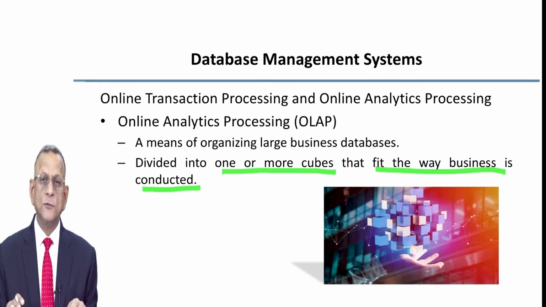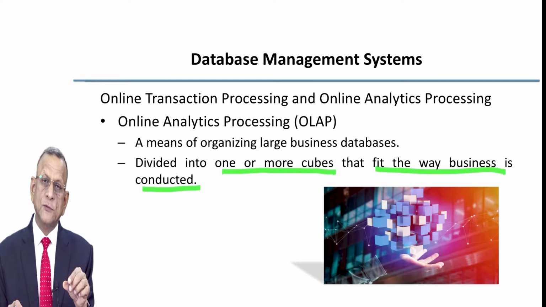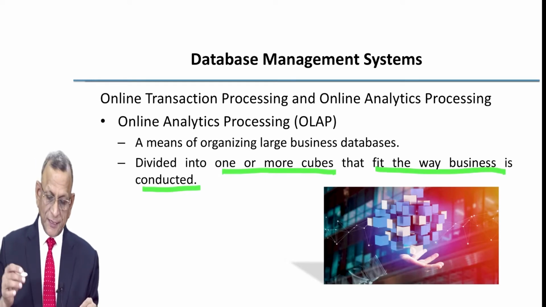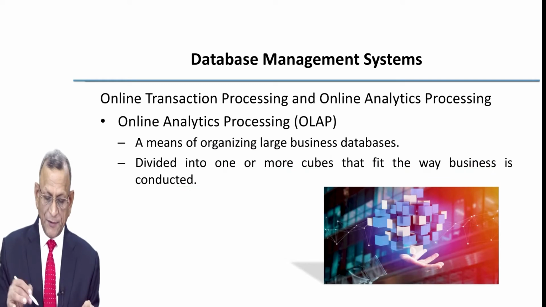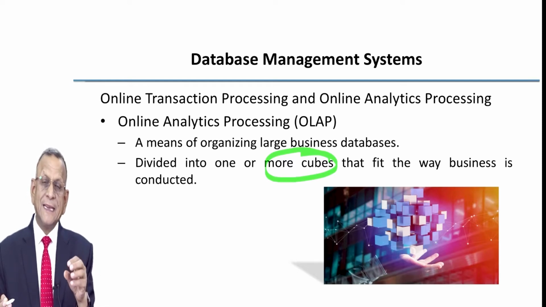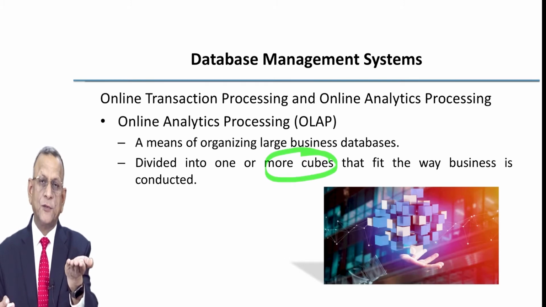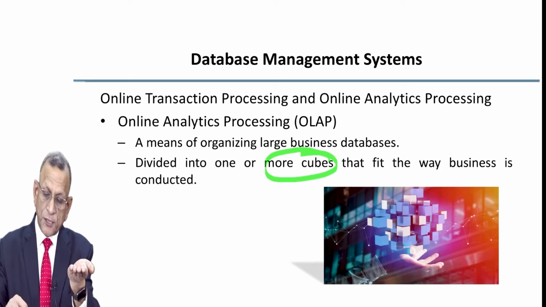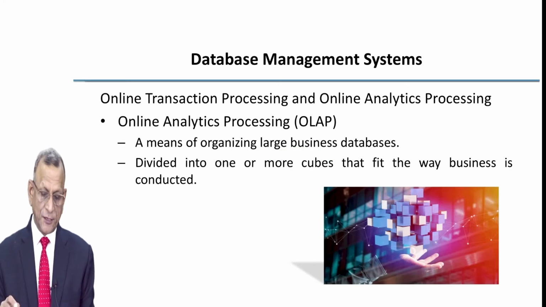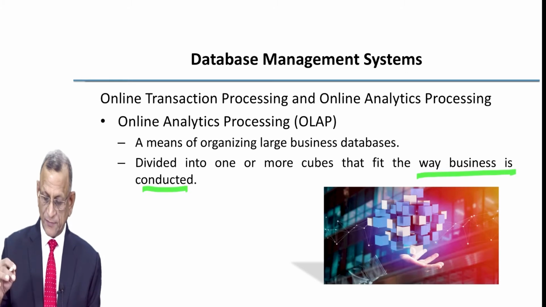Now, I want to see the sales of Uttar Pradesh. Now within Uttar Pradesh, I want to see the sales of trousers. This is now a cube having multiple dimensions, 2, 3, maybe more, and the data is being sliced, cut and presented in front of you so that you may understand the volume, the nature, the properties of this data. So this is divided into one or more cubes that fit the way business is conducted.